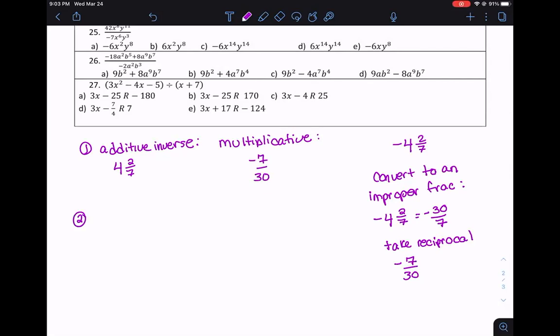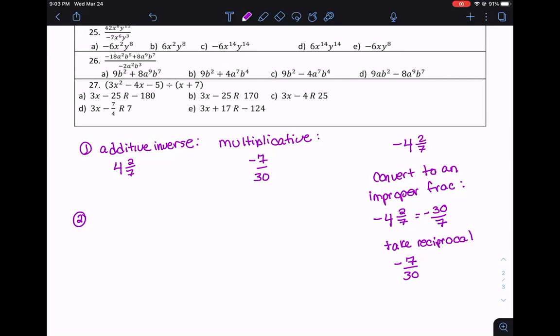For the multiplicative inverse, we take the fraction and change it into an improper fraction, and then we take the reciprocal. Remember, the reciprocal always follows the same sign. I'm going to wait for questions, Maria. Please bear with me in the rules here if you don't mind. I will answer questions after.